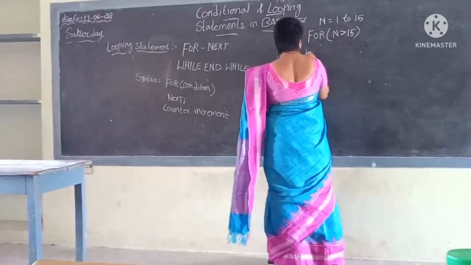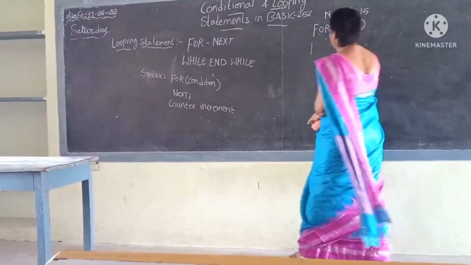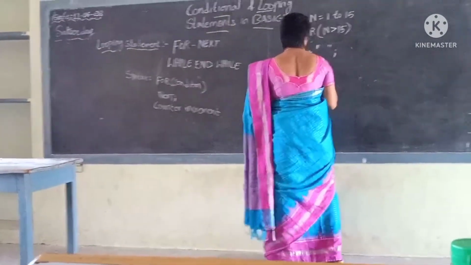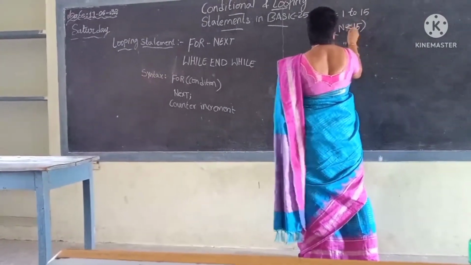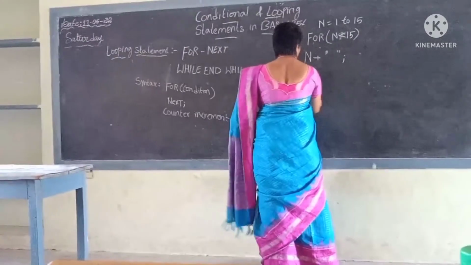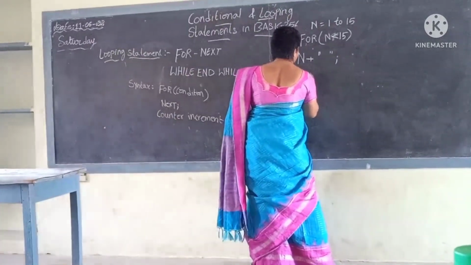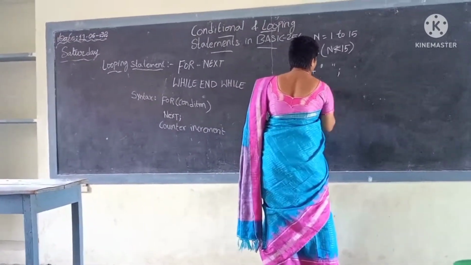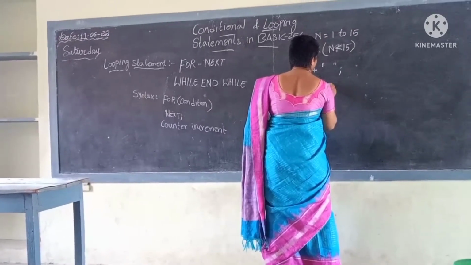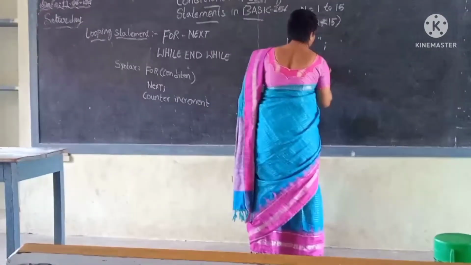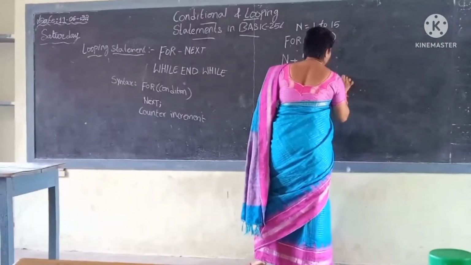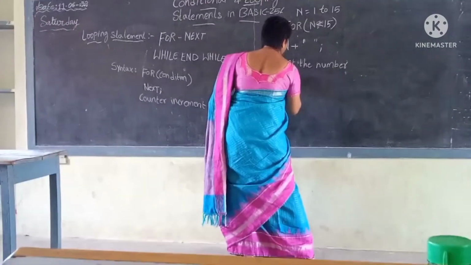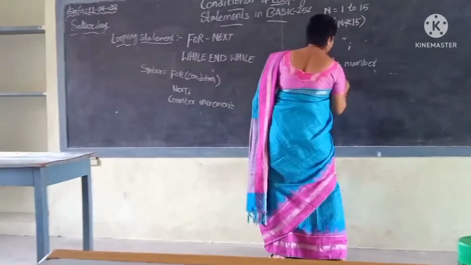So what will happen? The variable will be incremented here. N plus, less than 15, right? Less than 15. N will be incremented here, and then print the number. Our n value will be incremented and next, our next statement will be next n.